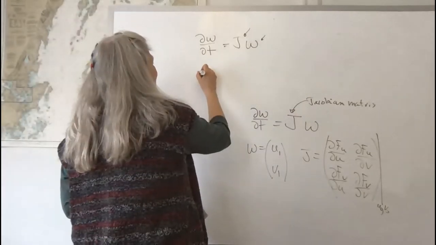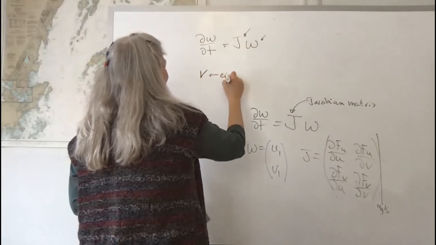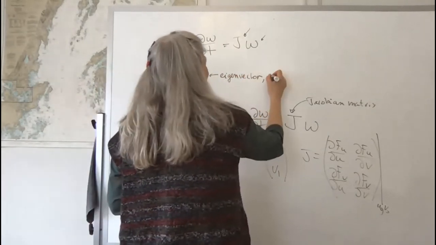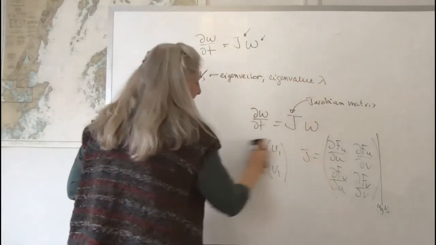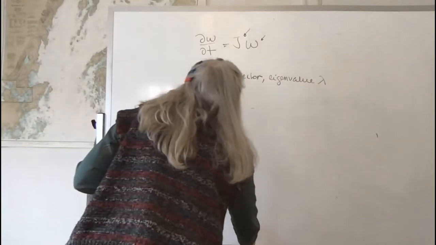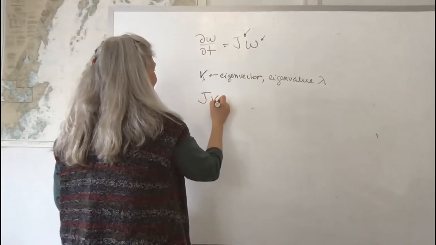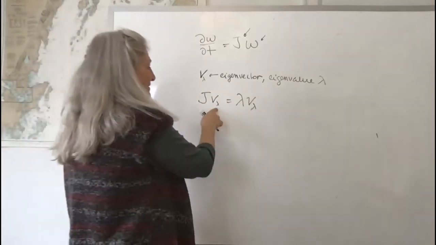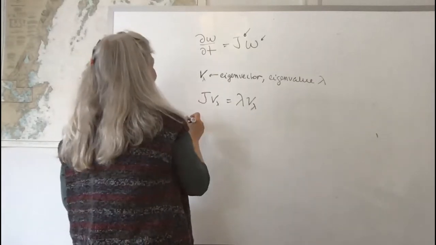So if there's a vector v, I'm going to make this an eigenvector with, let's call it v lambda, with eigenvalue lambda. The definition of an eigenvector means that this is true: a matrix times the vector is equal to a number times the vector. So let's put that into this equation.